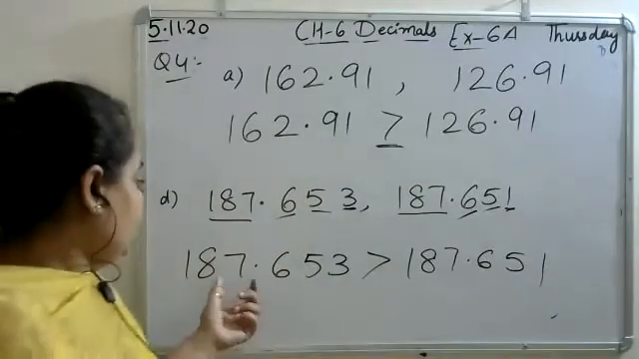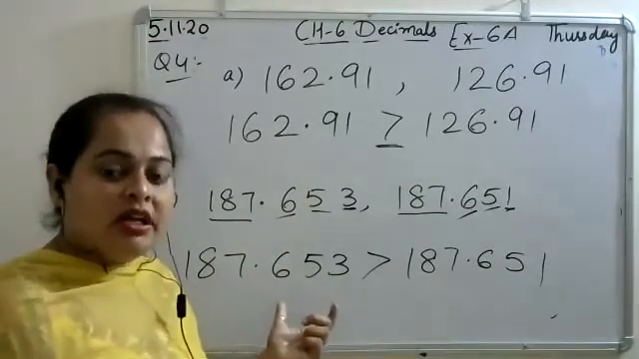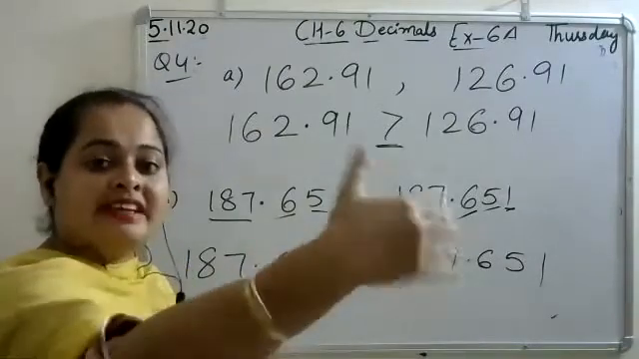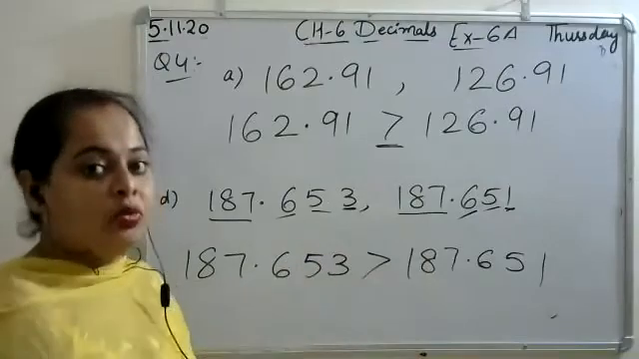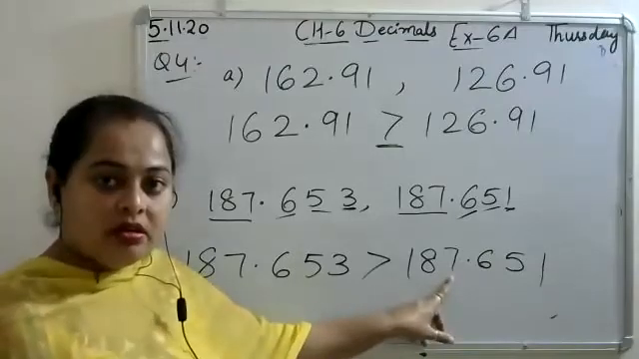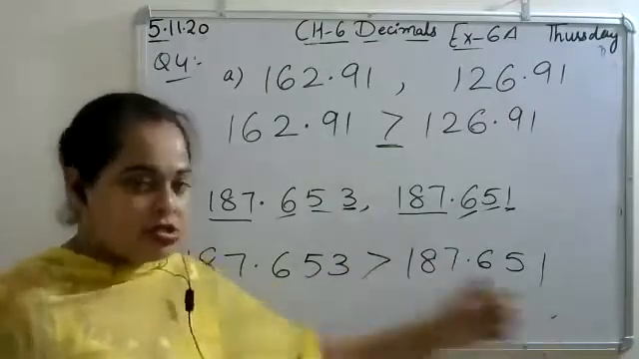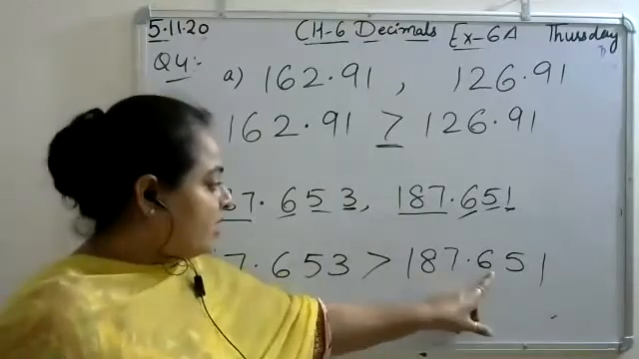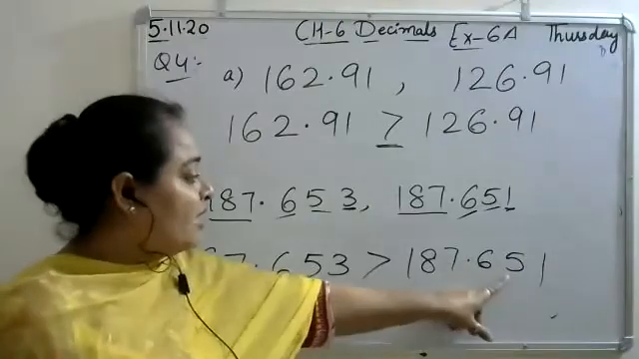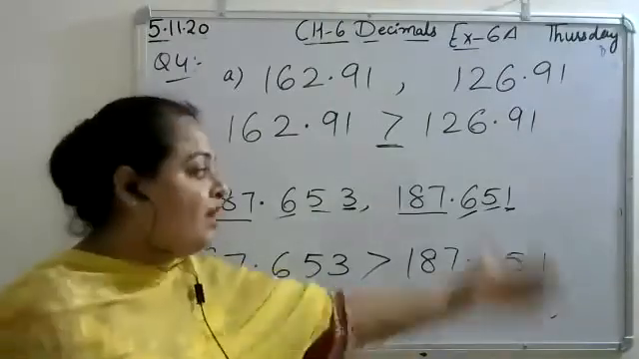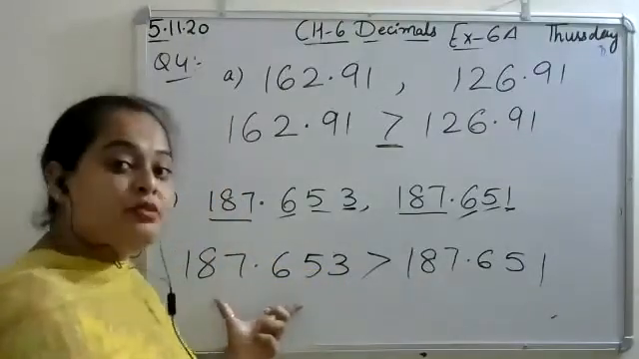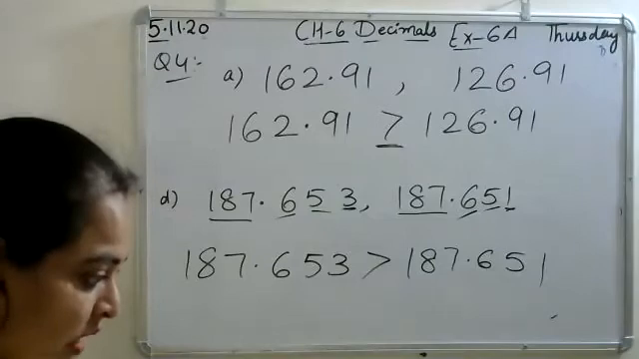Yes. If at any place the digits are equal, then move to the next until they are unequal. So 187 equal. Now move to the next. 6 again equal. 5 again equal. So 3, 1. 3 is bigger, so this number is bigger. Fine.